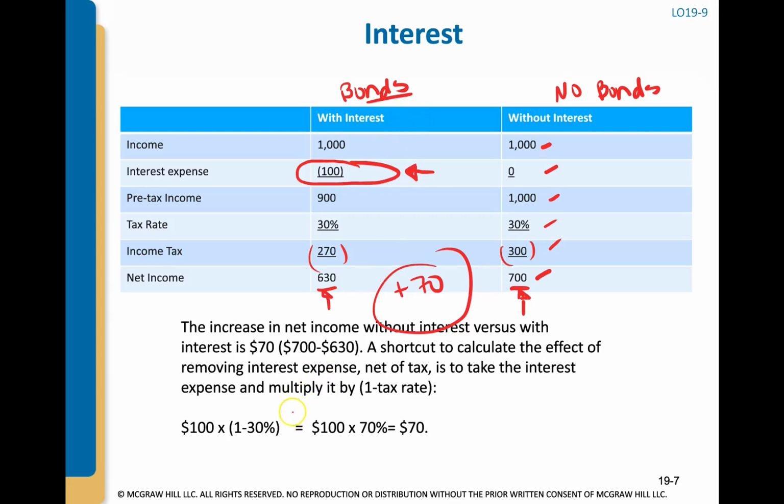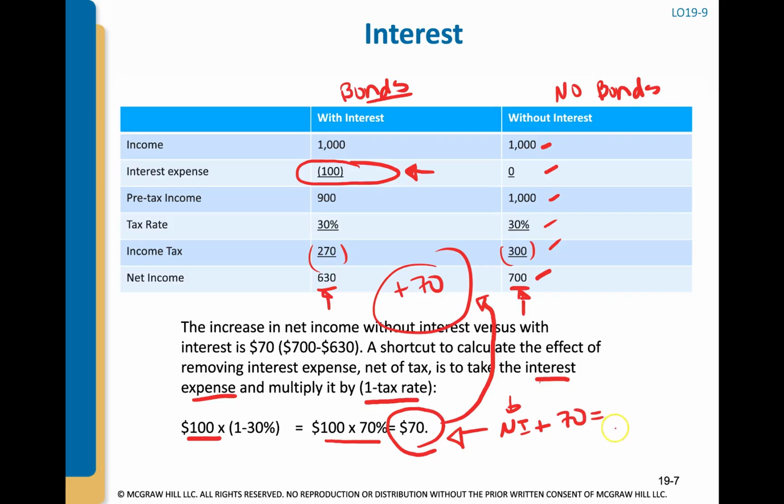So a shortcut to this calculation is you take the interest expense and multiply by 1 minus the tax rate. If my interest expense was $100 and my tax rate is 30%, I multiply that times 1 minus 30%. That's the same thing as $100 times 70%, and here's my $70. So this is a shortcut method. You're going to increase your starting net income by that amount to get the impact of no interest for the conversion of those bonds.